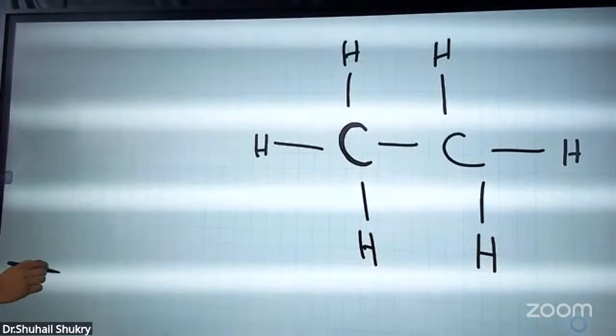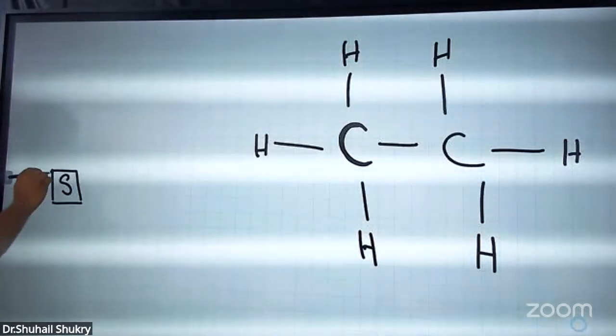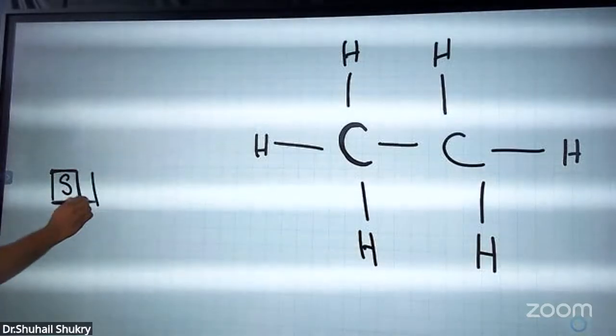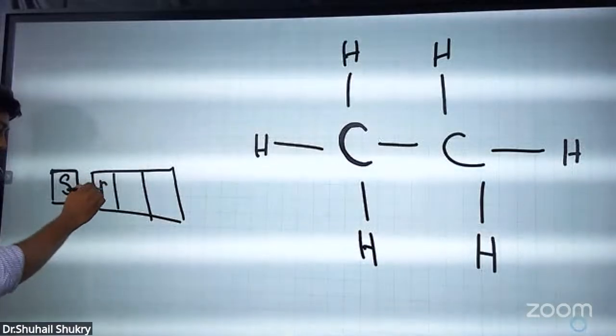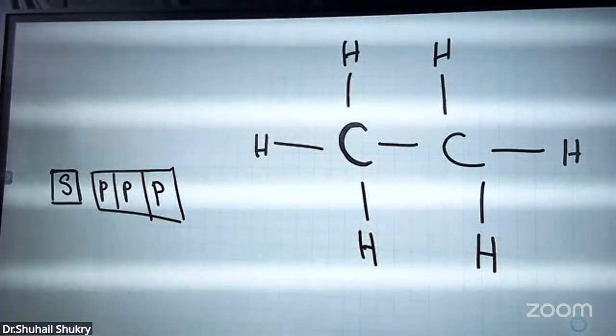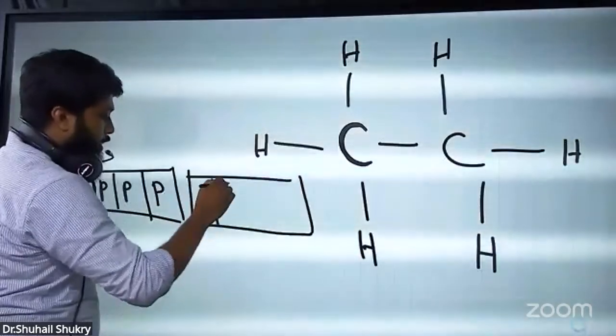It is by how many s orbitals there are. Normally, an s orbital has only one orbital. In p, how many orbitals are there? P has 3 orbitals. What are those? They are P1, P2, P3. There are 3 p orbitals. And how many d orbitals are there? There are 5 d orbitals.